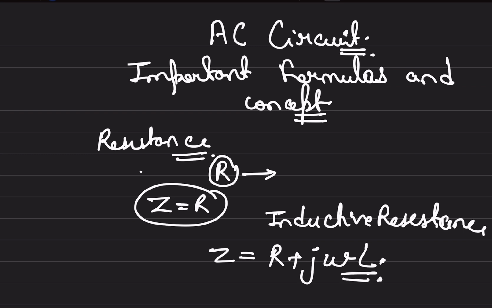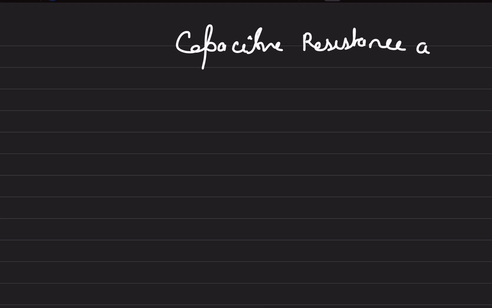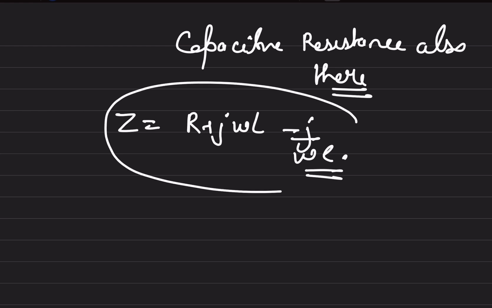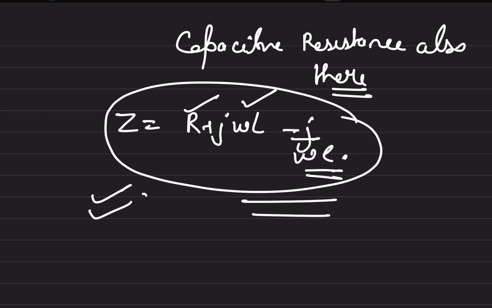And if there is also a capacitive resistance, then Z is equal to R plus j omega L minus j by omega C. So this is the resistance if all three, resistive, inductive and capacitive, are present.